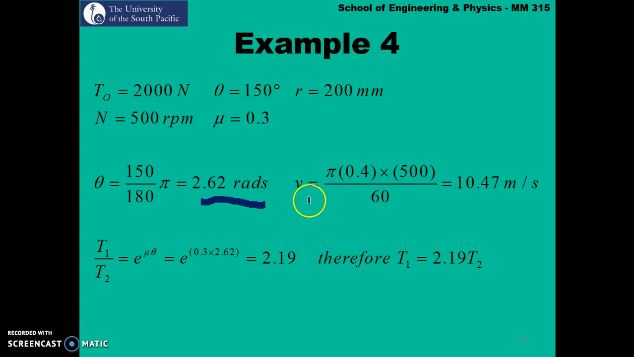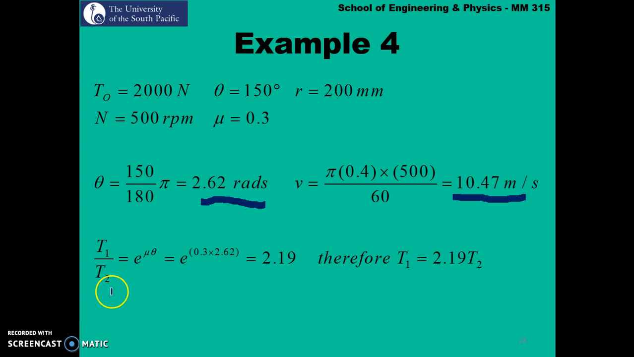Next, you can calculate your linear velocity. It's simply given as pi D N upon 60. The radius was given as 200, so the diameter is 400 mm, which we convert to meters. The speed was given as 500. So the velocity equates to 10.47 meters per second.